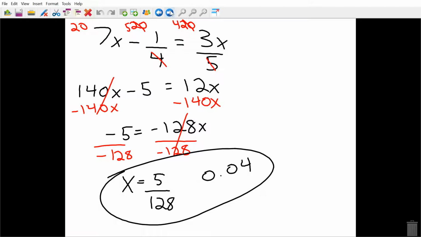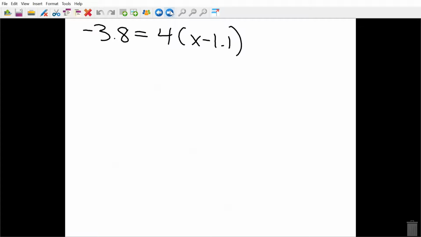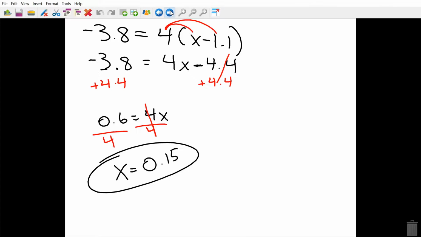Next question. Negative 3.8 equals 4 times x minus 1.1. Give it a try. The answer is 0.15. The first step is to distribute to get rid of your brackets. Then add 4.4 to both sides. You're left with 4x equals 0.6, divided by 4, and you get your answer.